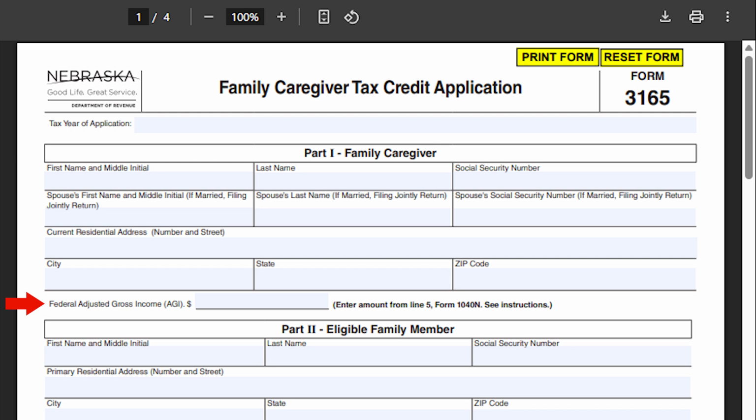To qualify for the credit, your federally adjusted gross income must be less than $100,000 for married filing jointly returns, or $50,000 for all other returns. The approved credit will be disallowed if the actual federally adjusted gross income reported on the Form 1040N exceeds the statutory limits.